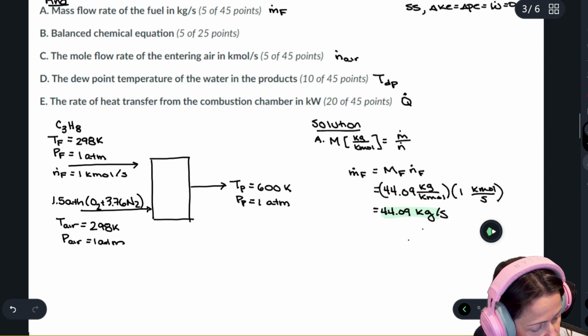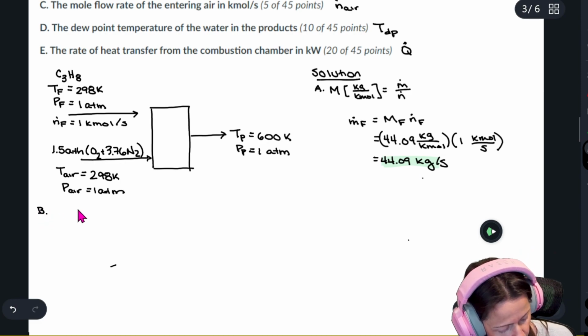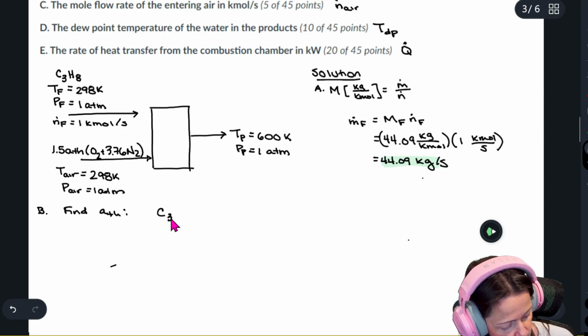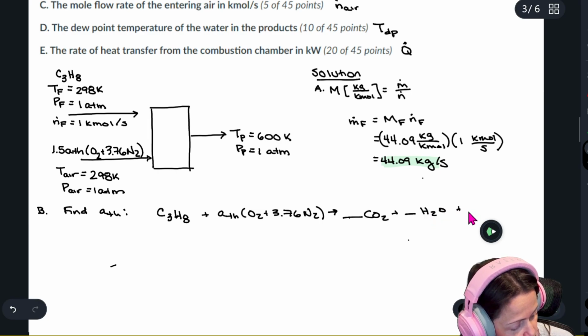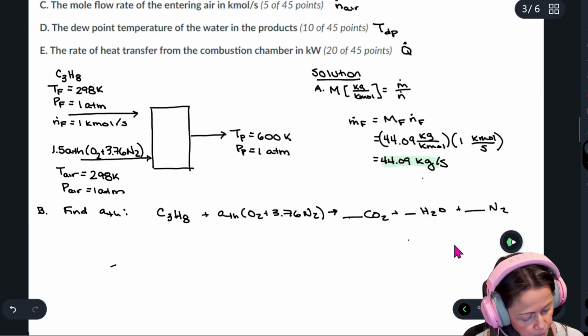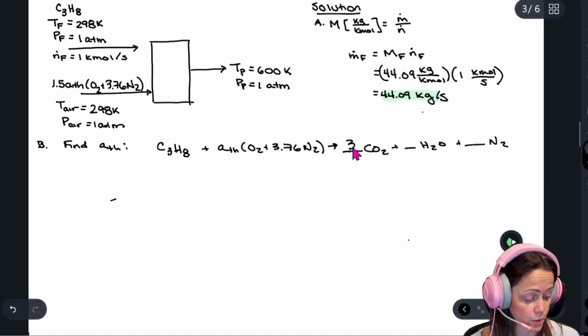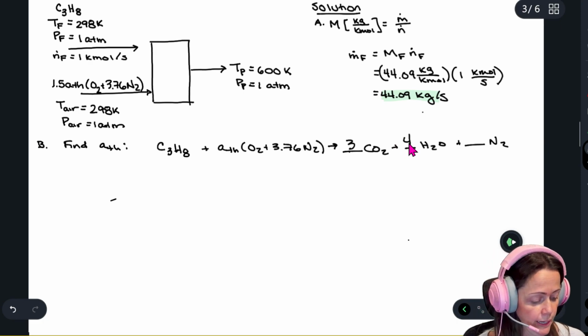All right, so there's part A. Next thing we need is our balanced equation, so no problem. First thing we need to do is find the theoretical amount of air, which means we need to balance that chemical equation with just 100% theoretical air. We're going to get some amount of CO2, some amount of H2O, some amount of nitrogen. So you can see I have 3 carbon on the left-hand side and 3 carbon on the right-hand side. I have 8 hydrogen on the left-hand side, and 4 times 2 hydrogen on the right-hand side.